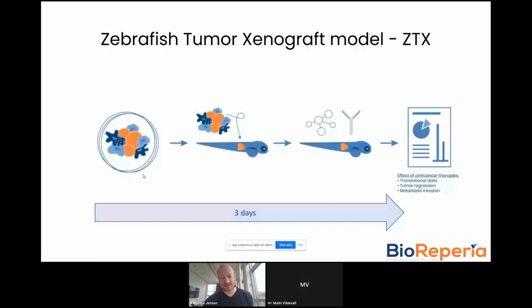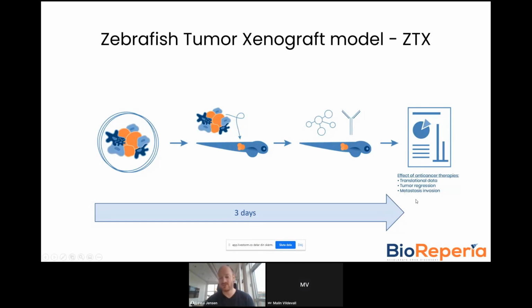The ZTX models are based on implanting tumor material, either cell lines from in vitro cultures, or a combination of different cell lines, as I will show you later. Alternatively, cells isolated from tissues, implanting these cell suspensions into the perivitelline space, which is a subcutaneous compartment of the zebrafish larvae, and then analyzing the effects of either small molecules or antibodies in this system.